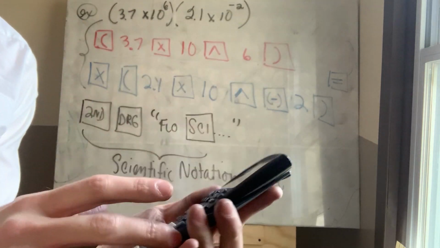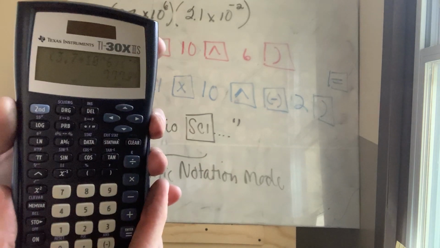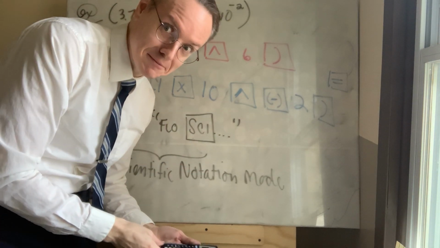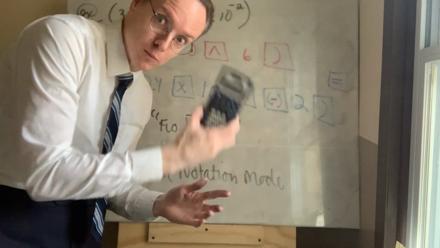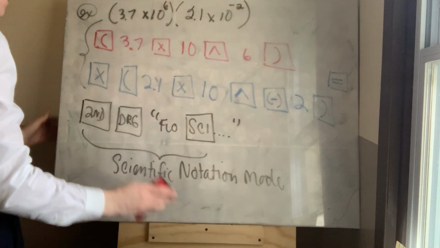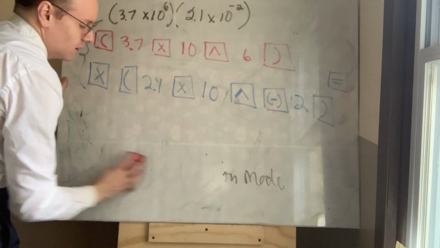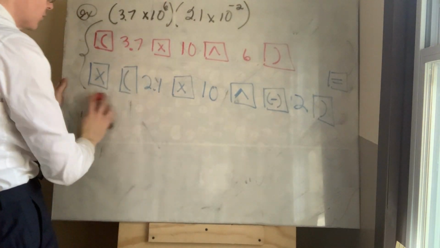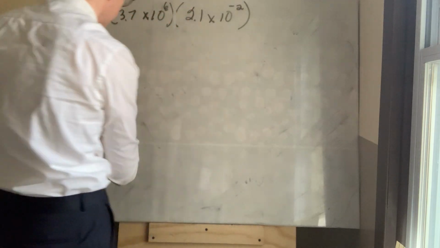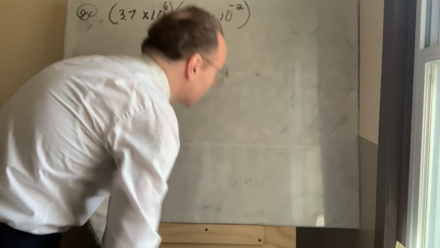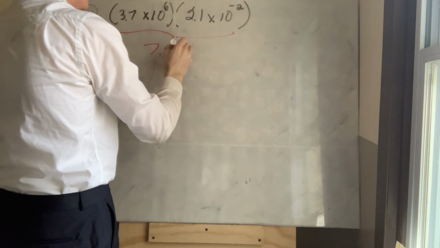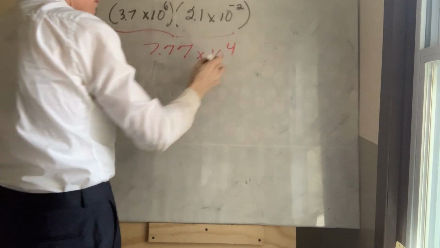7.7 times 10 to the negative 4, to the positive 4. Let's see if I could do this the old-fashioned way without the calculator. It'd be shameful if I couldn't, right? I'm going to regroup. This is what the calculator is predicting. If this is 7.77 times 10 to the fourth.